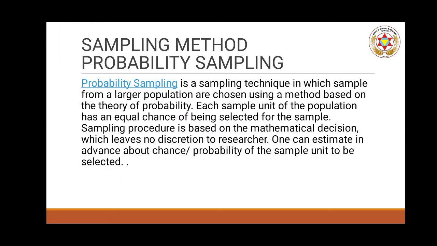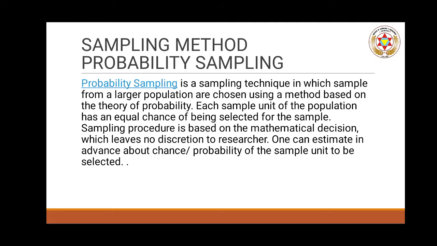Probability sampling is a sampling technique in which the sample from a larger population is chosen using a method based on the theory of probability. Here, every unit of the population has an equal chance of being selected for the sample. And here, the sampling procedure is based on mathematical decision, which leaves no discretion to the researcher, and one can estimate in advance the probability of a sample unit being selected.